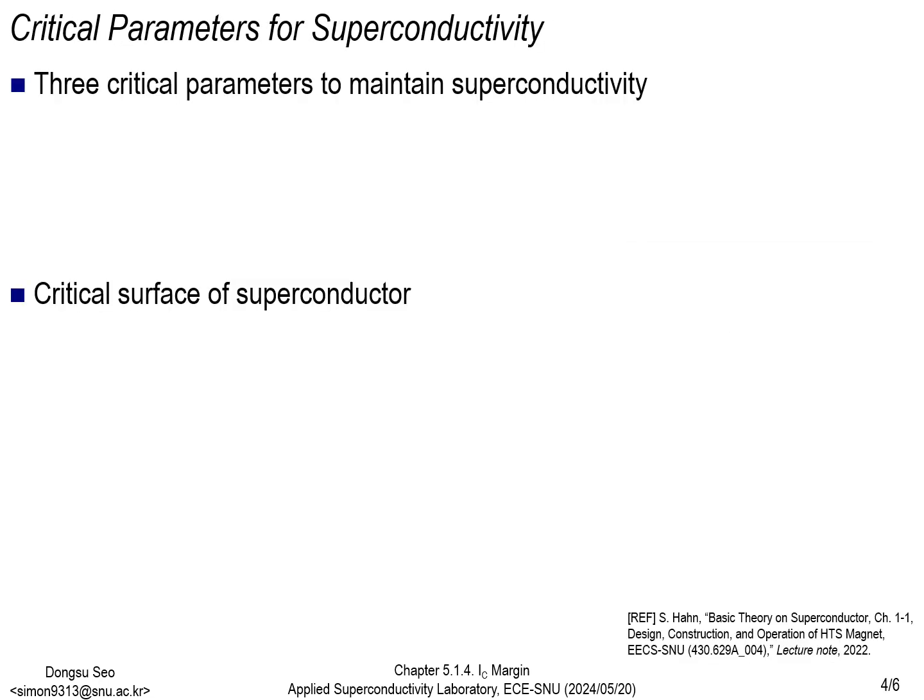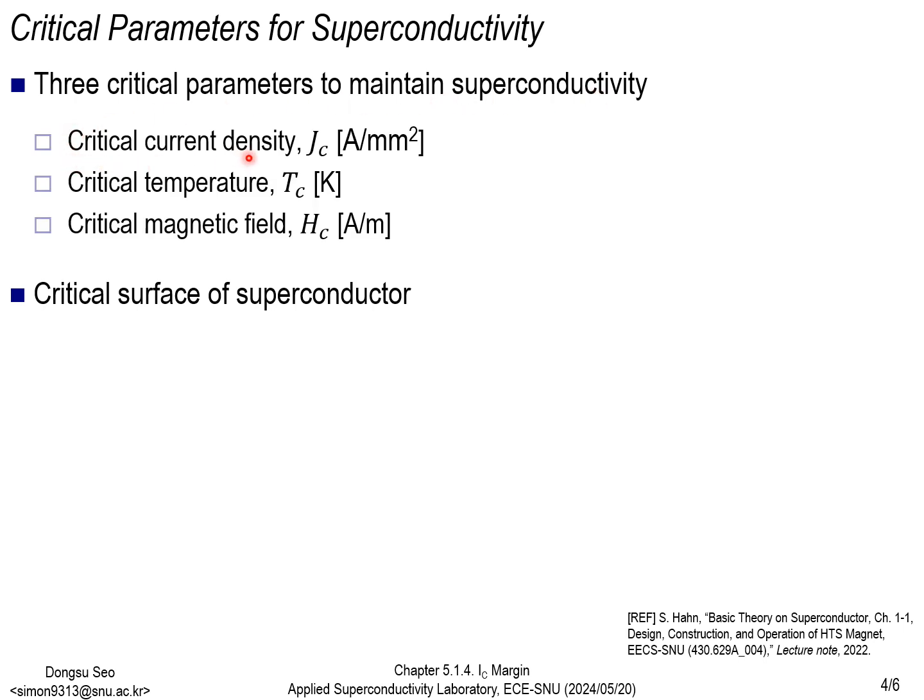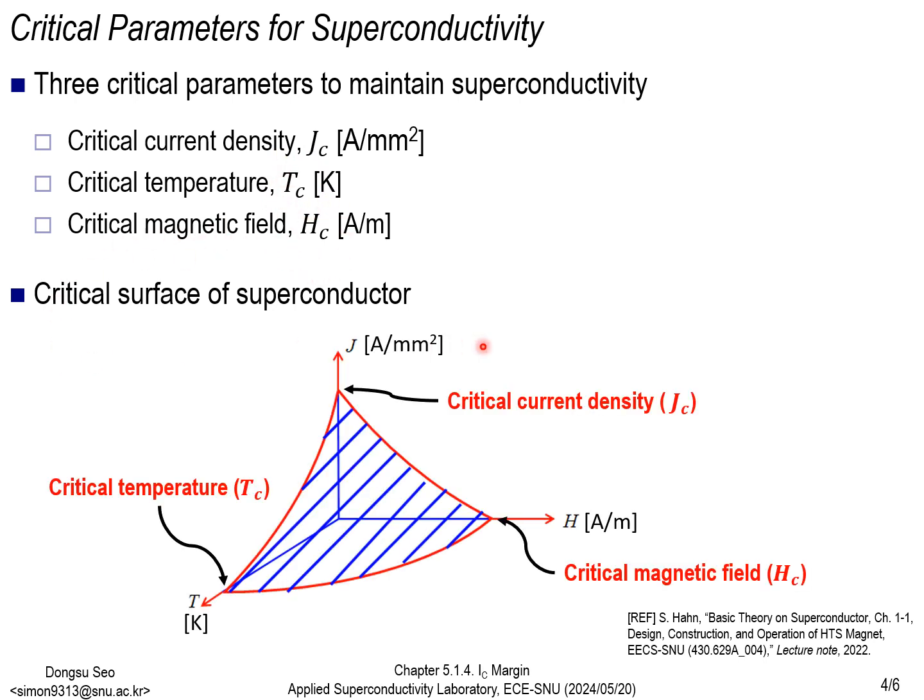Before we begin with the critical current margin, or IC margin, it is better to review the three critical parameters of a superconductor: critical current density, JC, critical temperature, TC, and critical magnetic field, HC. These three critical parameters have thresholds or critical points to maintain the superconducting state. The critical current density is related to this lecture's topic from these parameters.